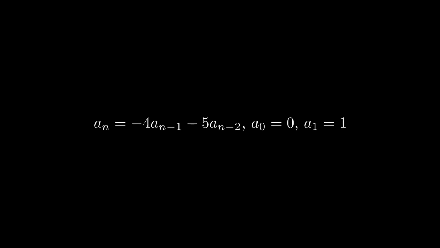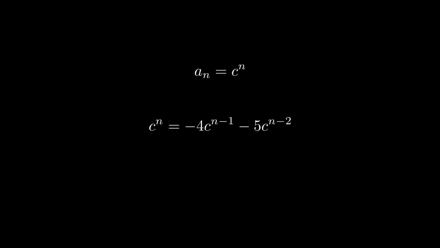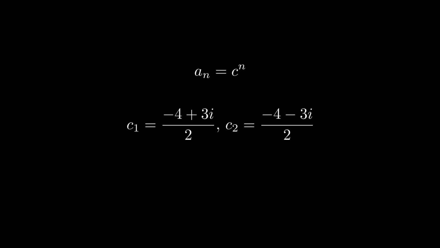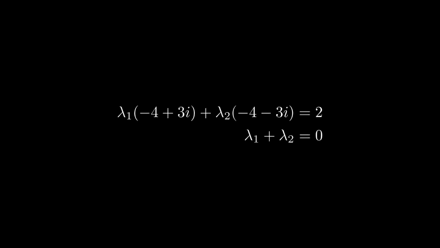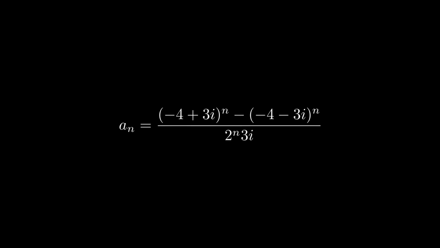Are you back? Did you see the issue? Let an equal c to the n. Then we get another equation and a quadratic. Now, we realize there's no real roots. So is there no formula? Let's ignore this, though to proceed, we'll need to use complex numbers. Now from here, we can get two equations from the linear combination, and we can solve for lambda 1 and lambda 2. Plugging them back into the original form actually yields the formula.